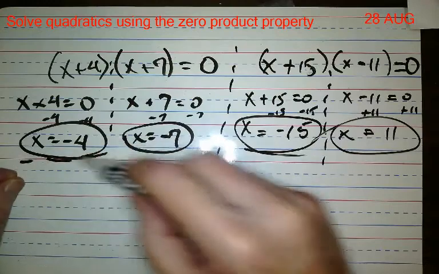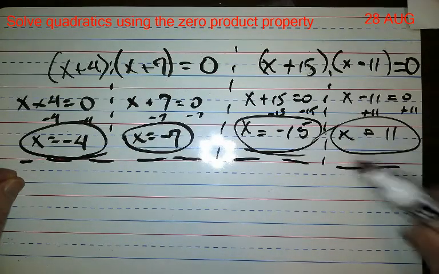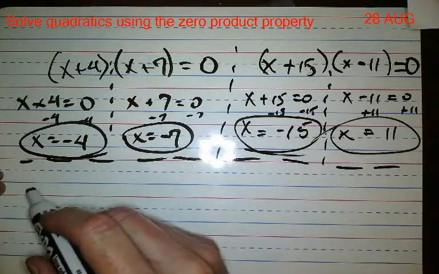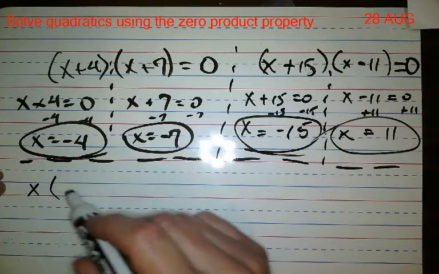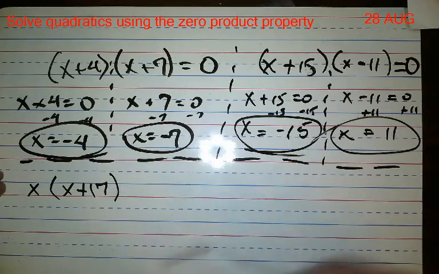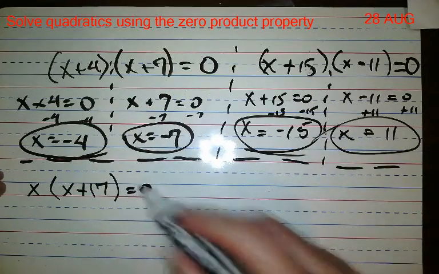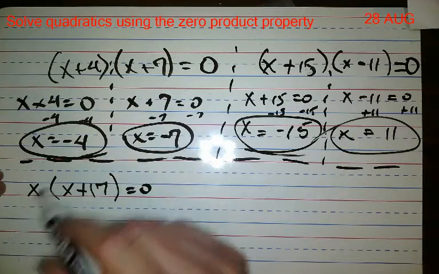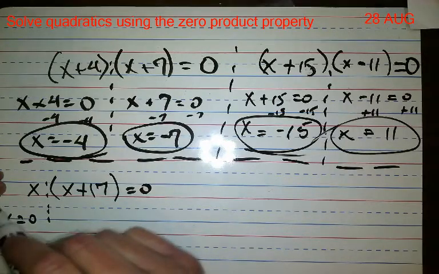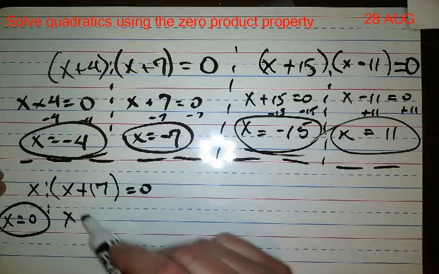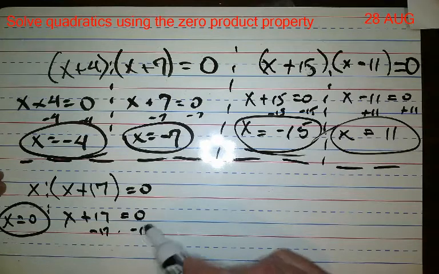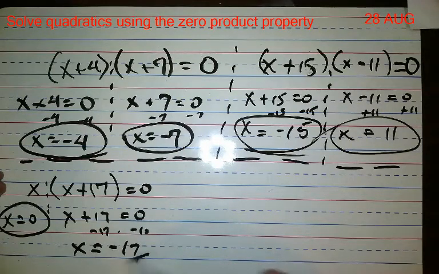Those are the answers. So you say, what's different? What else could happen? Well, you could have one that looks like this: x on the outside and x plus 17 on the inside. Still equals 0. Well, we know either the first one equals 0, hey, that's the answer to that one, or the second one equals 0. So I'd have to subtract 17 to find the answer to that one. X equals negative 17.